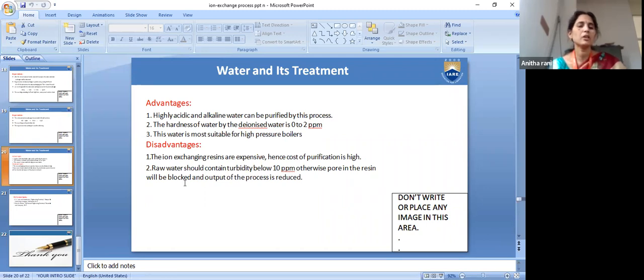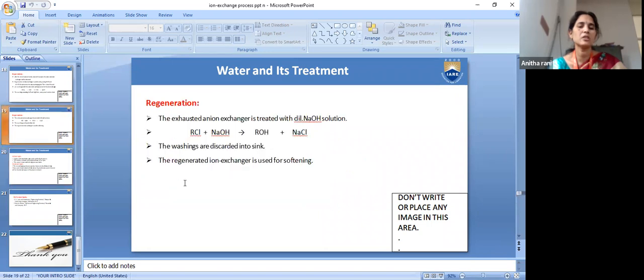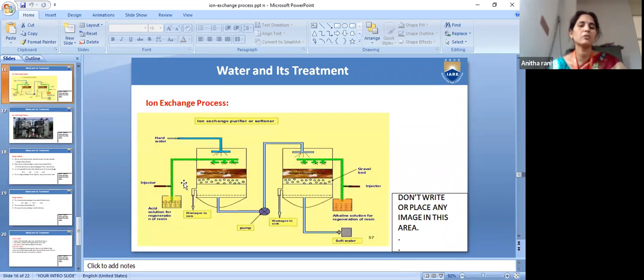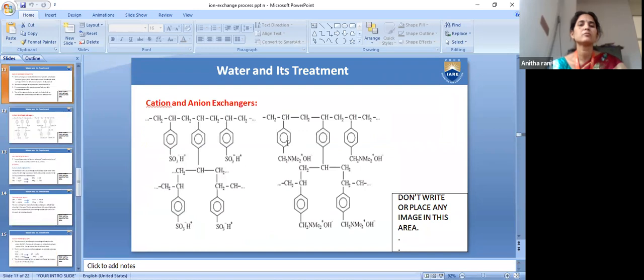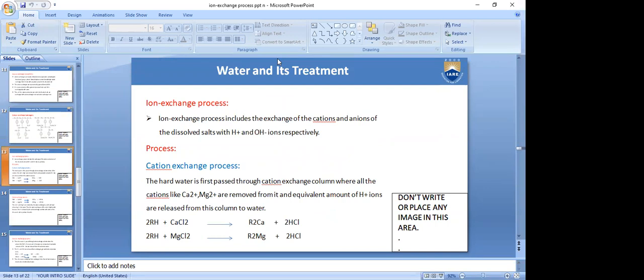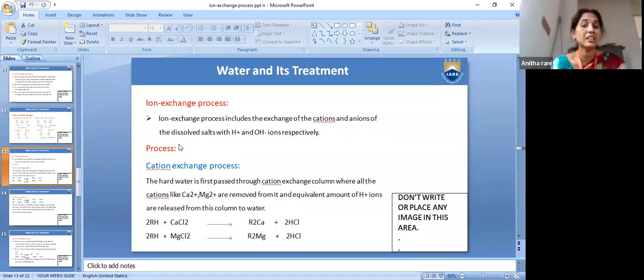Tomorrow I will repeat these advantages, disadvantages, and the process, and you have to tell me very clearly tomorrow. Take this diagram from the PPT, I will send it to you. Understood, students? Yes, ma'am. Cation exchange process, anion exchange process, regeneration also. So shall I end the class?